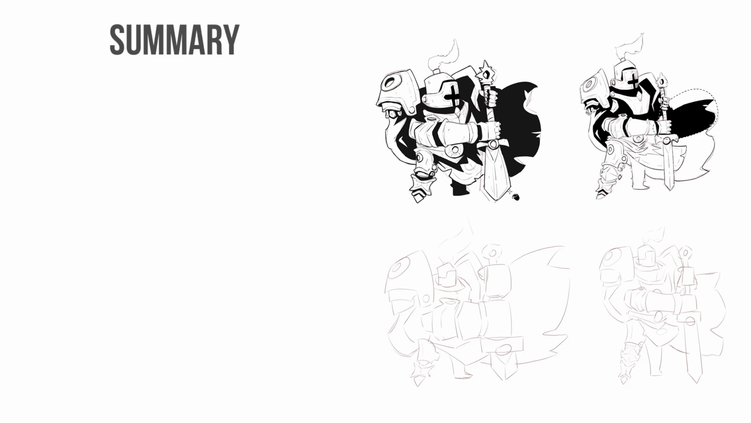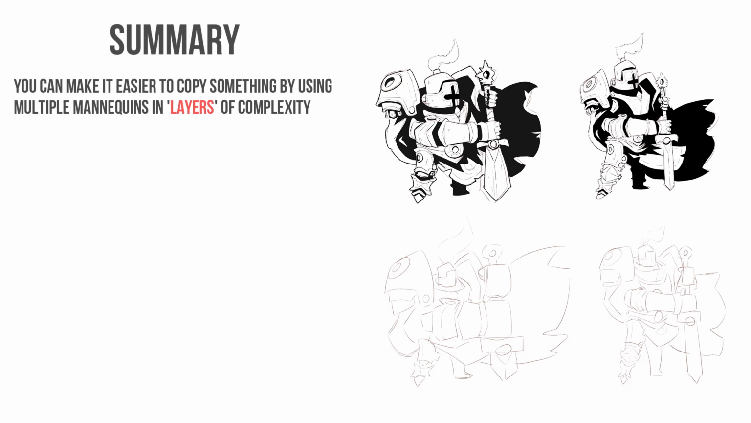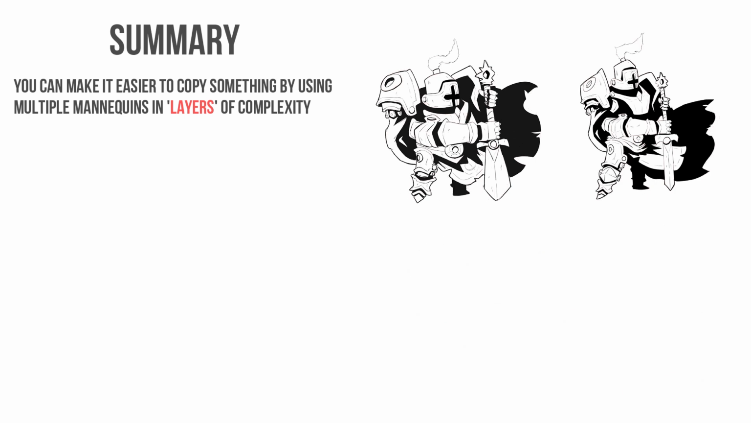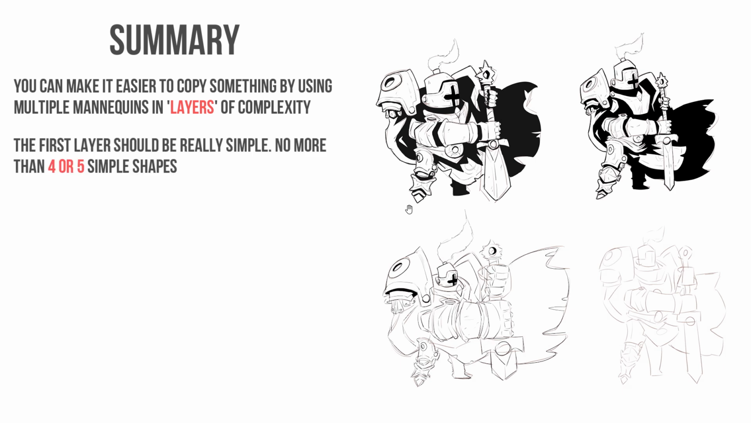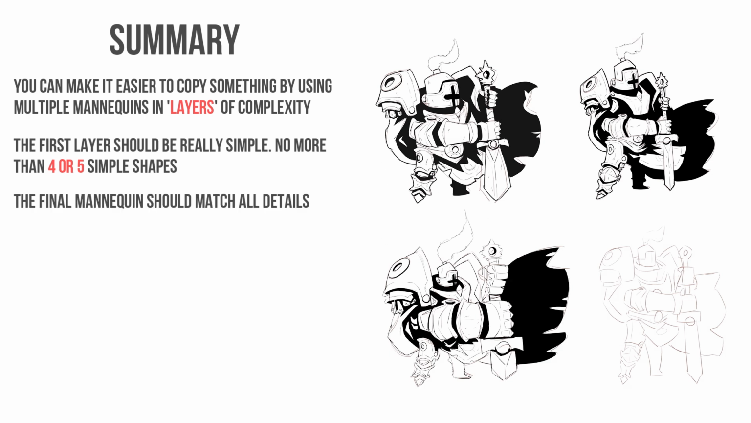So, to summarize, if you find a character too complex, you always have the option of studying it using layers, which means building mannequins one on top of another, increasing in complexity, until you reach a final, kinda complex mannequin that you will use to add the line art. The first layer of mannequin should match the design with no more than 4 or 5 big shapes, and the final one should have as many shapes as necessary to match it completely. So it's easier to add the final line art on top later.